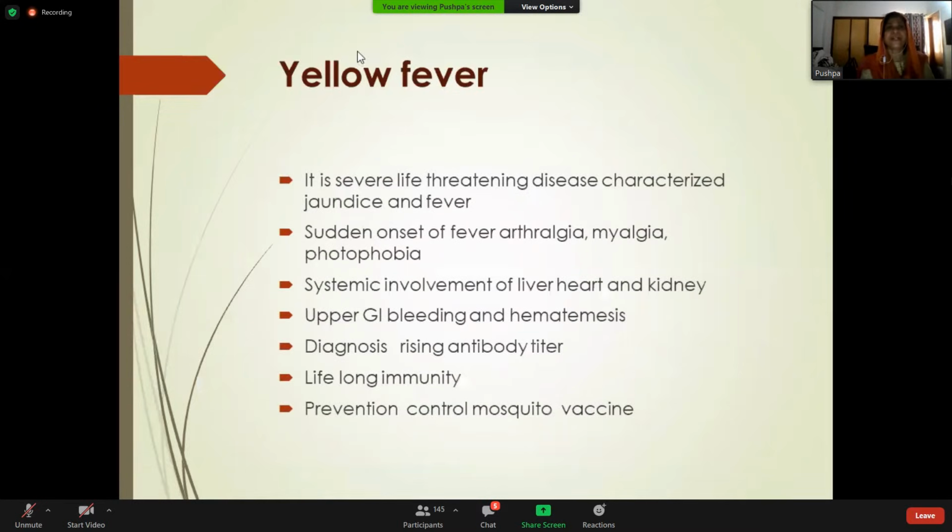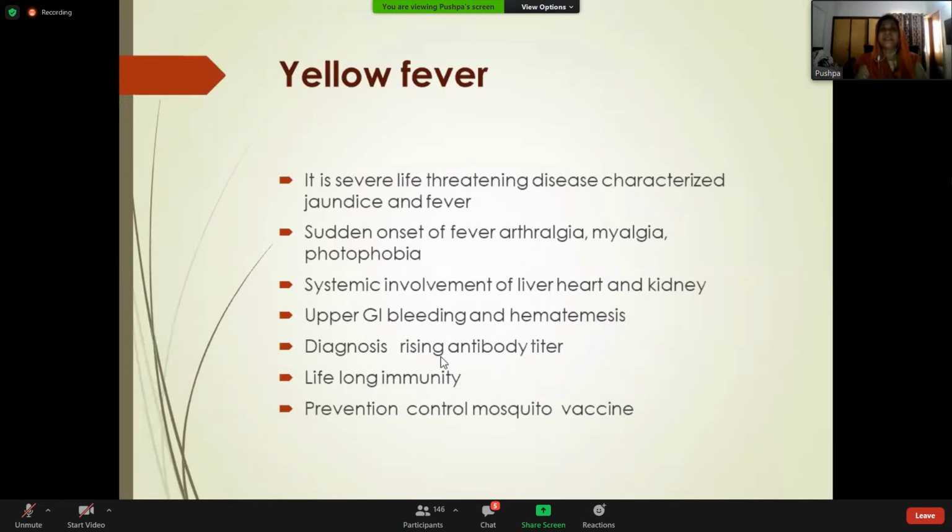About yellow fever, as the name indicates, it's a severe, life-threatening disease characterized by jaundice and fever, sudden onset of fever, arthralgia, myalgia, and photophobia. Systemic involvement of liver, heart, and kidney, upper GI bleeding, and hematemesis. Usually they present with hematemesis, and we can diagnose these cases by rising antibody titer.